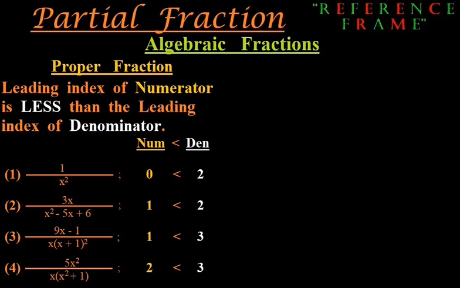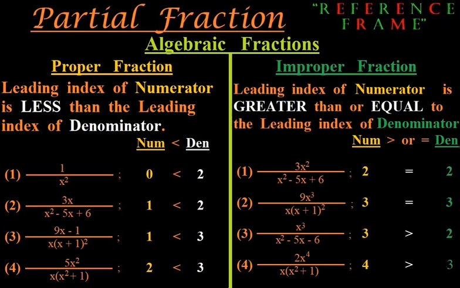So 1 is definitely less than 3. Therefore this is also proper. And for the fourth one, the highest index of the numerator of x is 2, but if we multiply the denominators, we're going to have x cubed plus x. So the highest index is 3, and 2 is less than 3. Therefore, this is also a proper fraction.